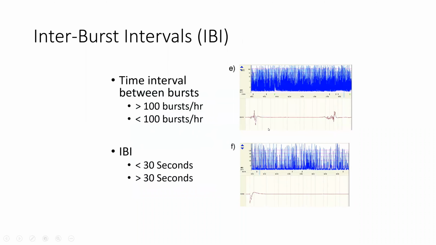And so we measure this on monitors. Some monitors can count the bursts. And if they can count the burst, which is defined as voltages greater than 25, then it can count the interburst interval. And so interburst interval is really another way to quantitatively define the continuousness or the continuity of the activity of the brain.